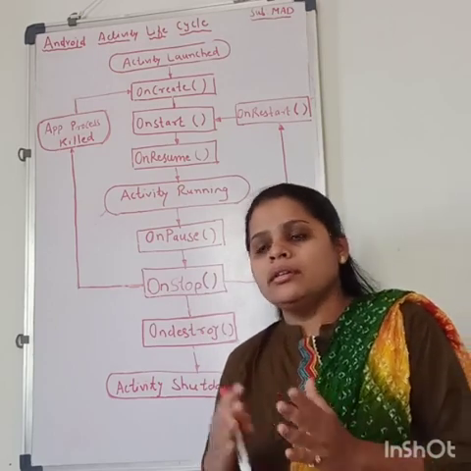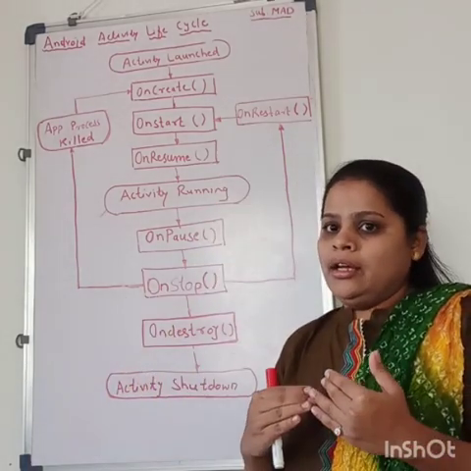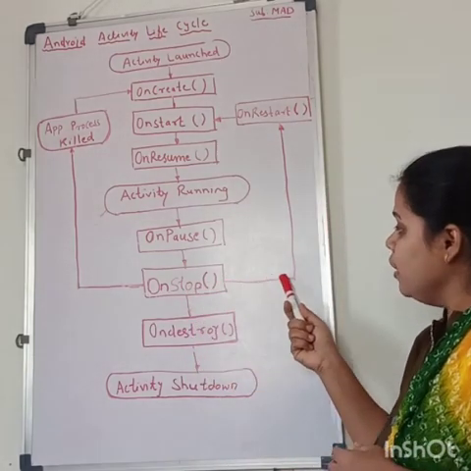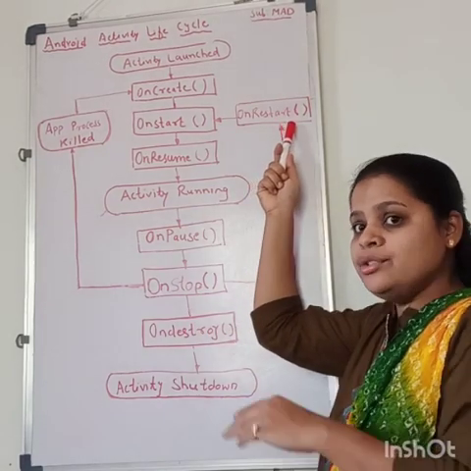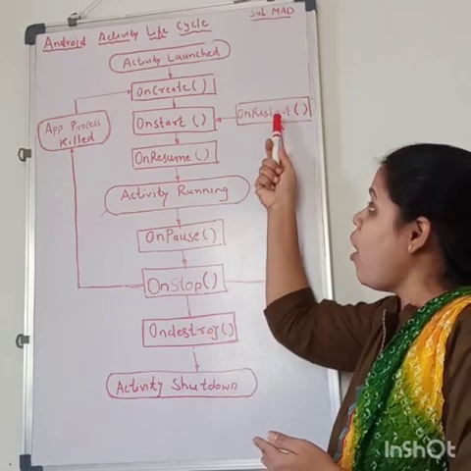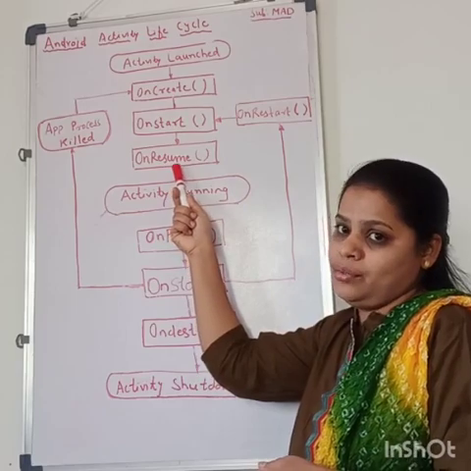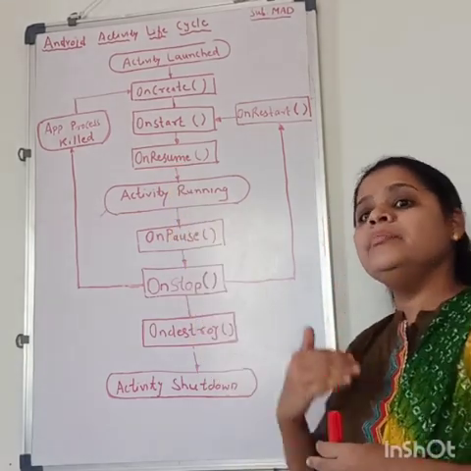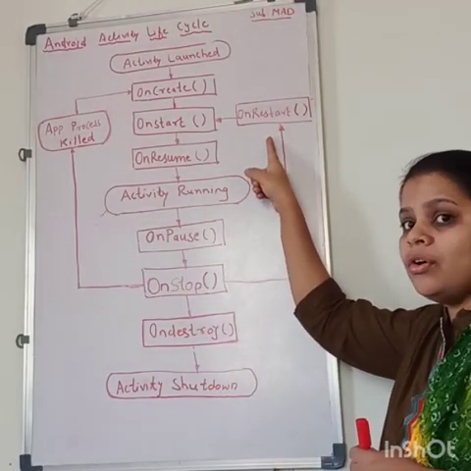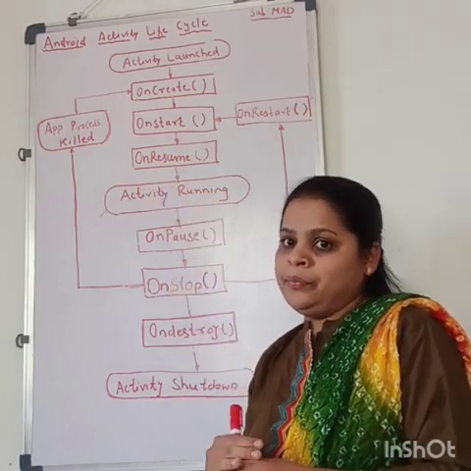Now after doing that work, if you want to get back to the main activity, what will happen in that case? From onStop, onRestart will get called. As you are switching back to the main activity, onRestart is called. onRestart will call onStart, and onStart will call onResume. That means when you are restarting the minimized activity, first of all onRestart is called. After that, onStart is called, and then onResume is called.